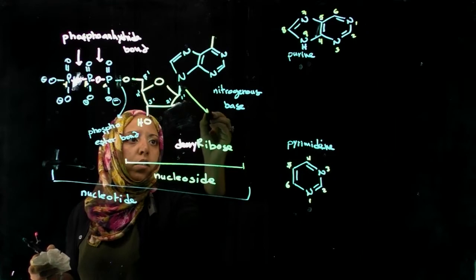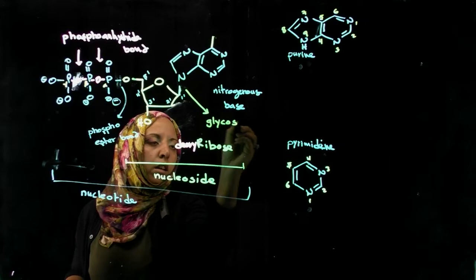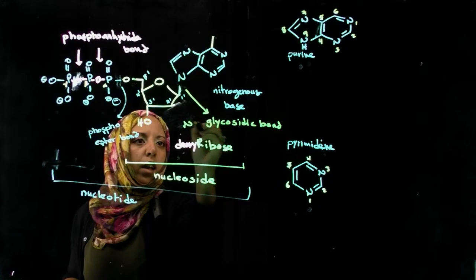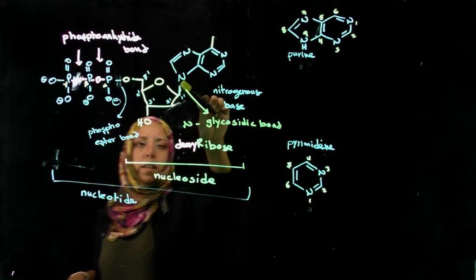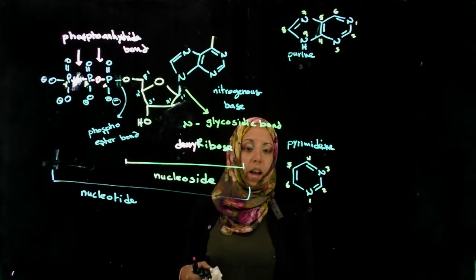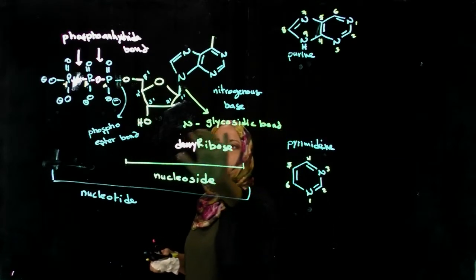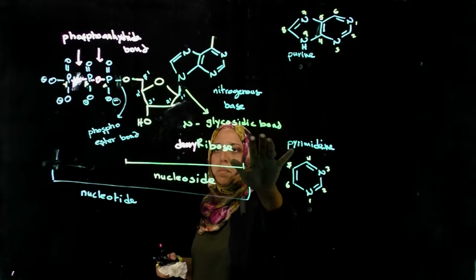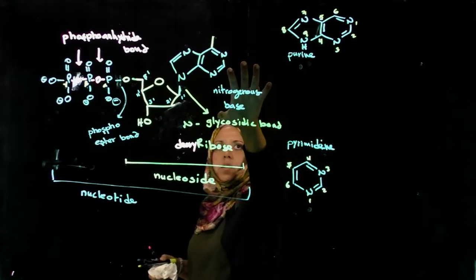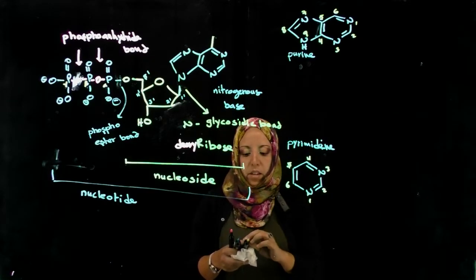That specific linkage is known as a glycosidic bond. And we specifically call it an N-glycosidic bond because the sugar is linked to a nitrogen atom, right? We could either have an O-glycosidic bond or an N-glycosidic bond, but in the case of nucleosides and nucleotides, it's an N-glycosidic bond. All right, so now we're going to take a look at the basic structure of the different nitrogenous bases that are either purine or pyrimidine derivatives.